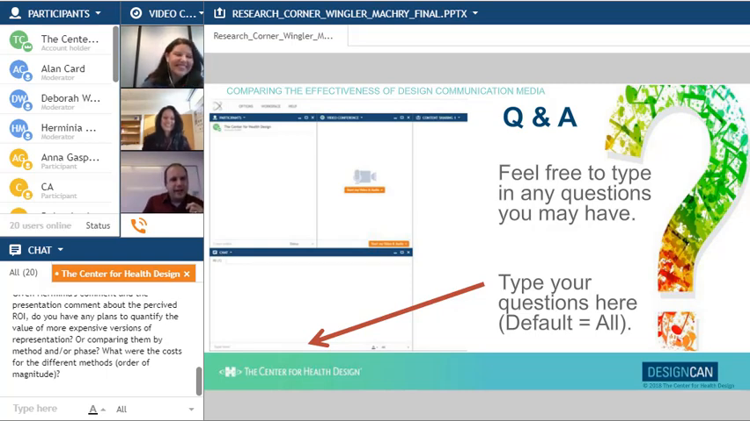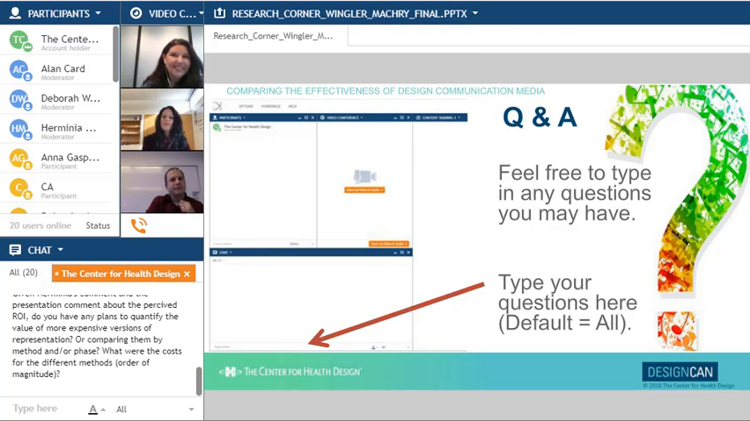Ellen says, given Herminia's comment and the presentation comment about perceived ROI, do you have any plans to quantify the value of more expensive versions of the representation or comparing them by method and or phase? What were the costs for the different methods, order of magnitude at least? Well, order of magnitude, I think, is pretty explanatory.